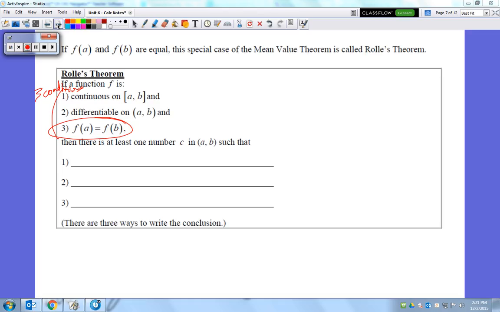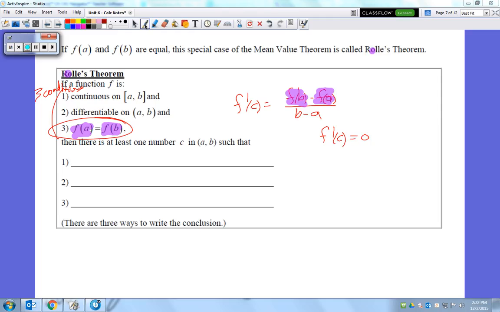Okay? So if I go back and I create this, and I say, okay, I knew that the mean value theorem was this. And if I say these 2 are equal to one another, what is Rolle's theorem trying to say? F prime of c is 0. F prime of c is 0. Not undefined. Only 0. Okay? So f prime of c is 0.